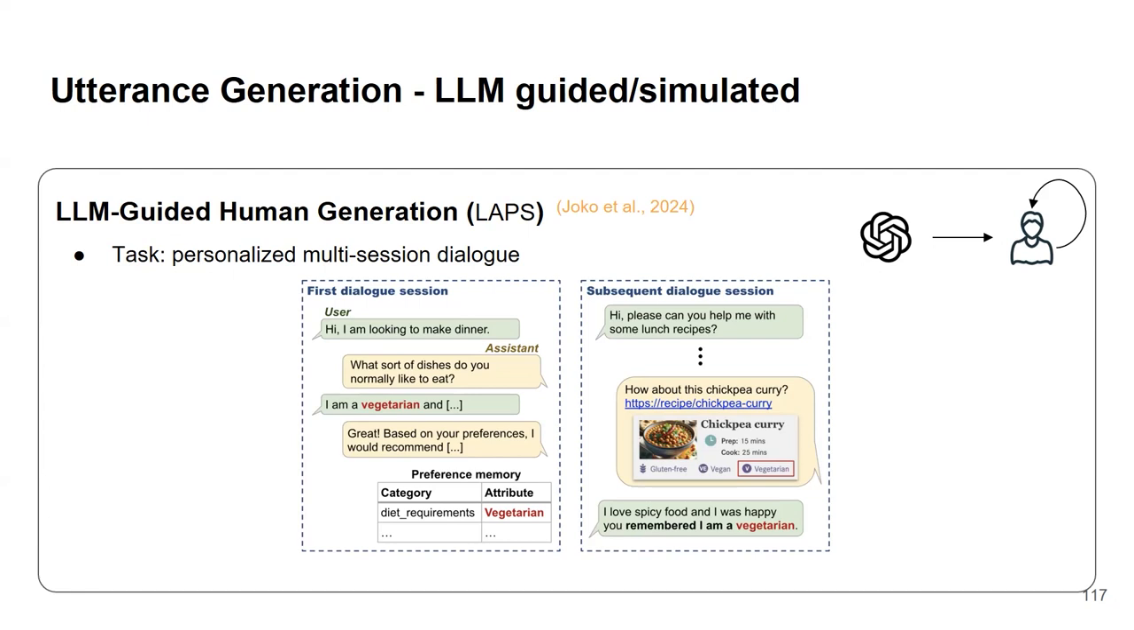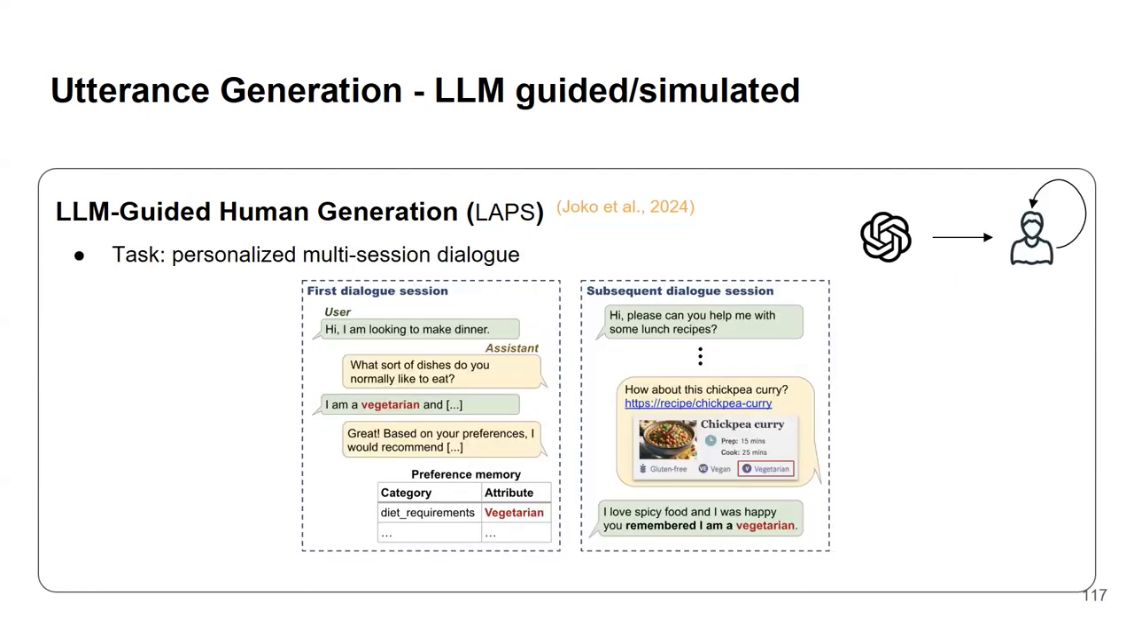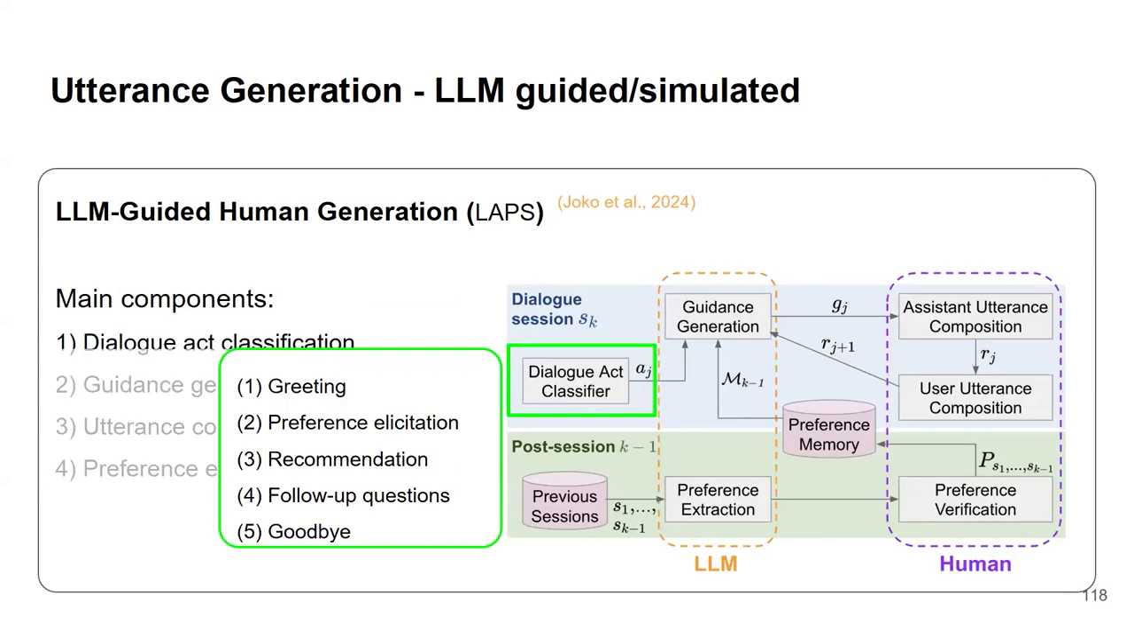So in this paper, the labs paper, people identified a bunch of components, things that need to happen. So basically the dialogue acts that we talked about, right? When you are in the middle of a dialogue, what do you need to do next? So the LLM should know what to do next. Should it greet the user? Should it offer different choices from which the user should pick something? Should it recommend something, ask a follow-up question, or say bye to the user? So you need to know what you need to do next.